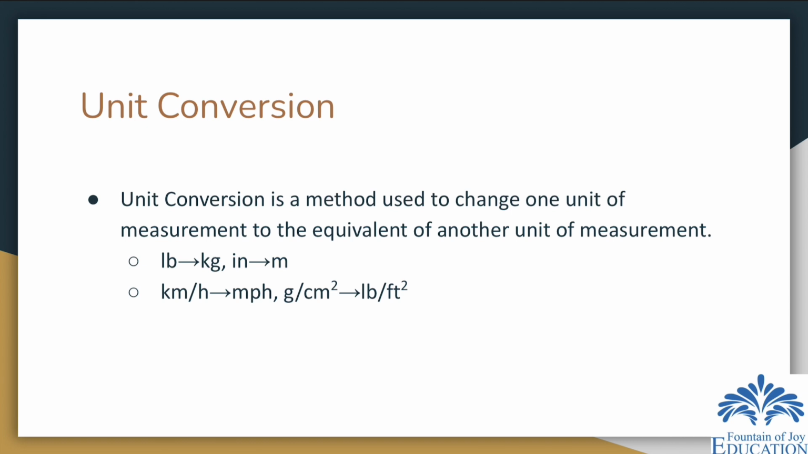Unit conversion can also take place between two different categories of measurement, such as in chemistry, to measure the amount of a substance in moles to the mass of a substance in grams or kilograms.